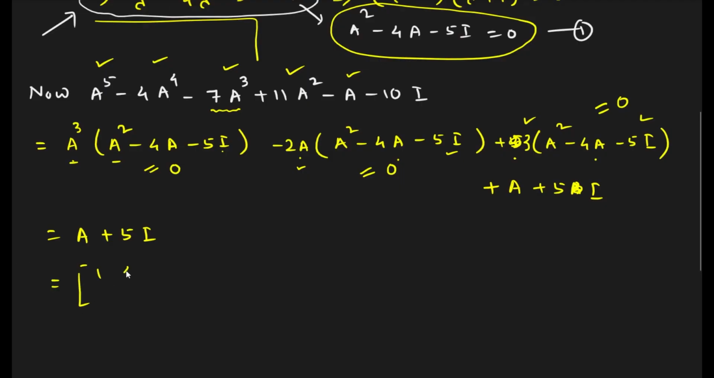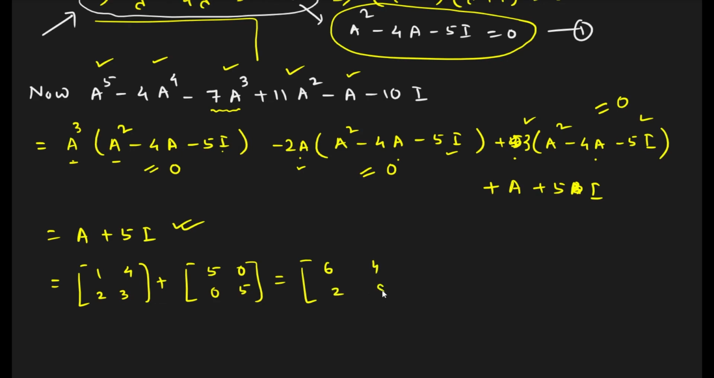A is 1, 4, then 2, 3. And 5i. 5i is 5, 0, 0, 5. Okay. So this much is the answer. This is the answer. But if you need the matrix, then you can write like this. How much is it? 6, 4, 2, and then what? 8.